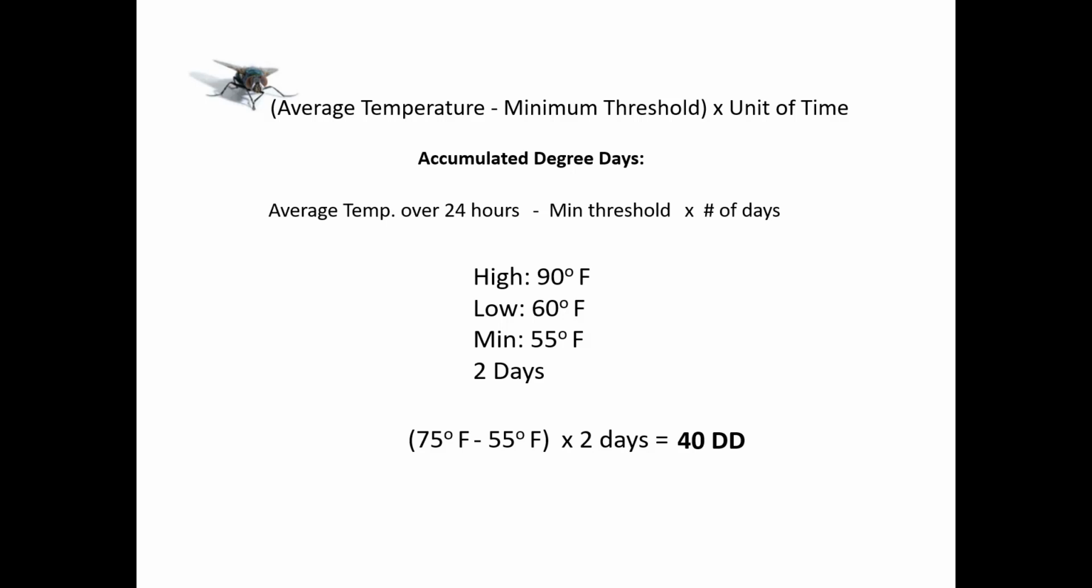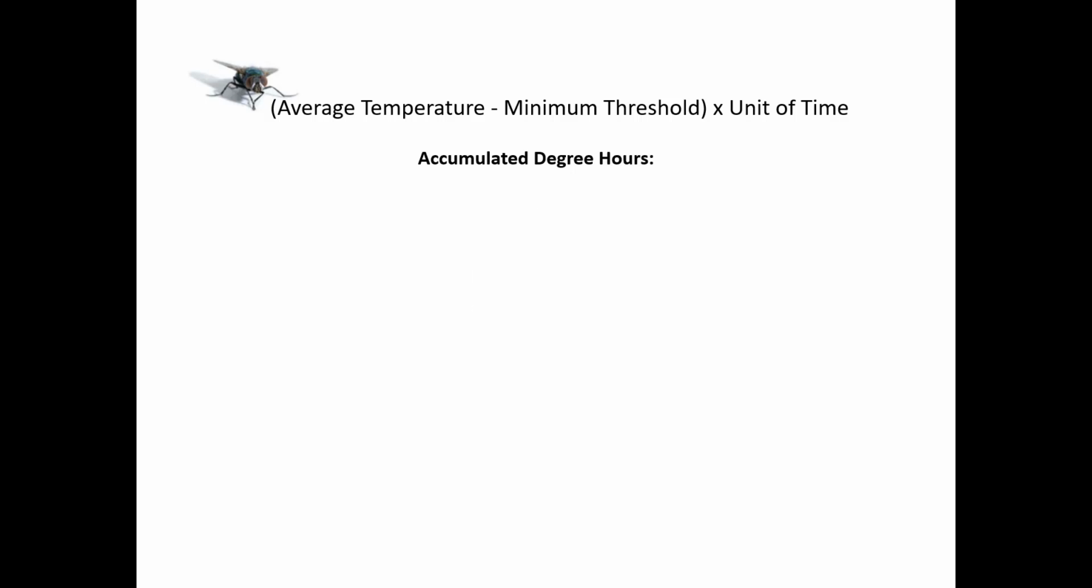We can do the same thing for hours. So if we wanted to do accumulated degree hours, we take our average temperature, we minus out the minimum threshold, and we times it by the number of hours because we're doing time. So in this case, we'll take our average temperature over an hour. We subtract out the minimum threshold, which again is given to you. It's for that particular insect, and we multiply it by a unit of time.